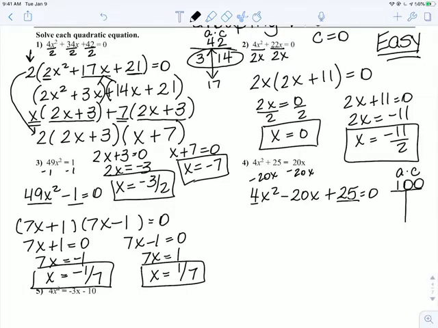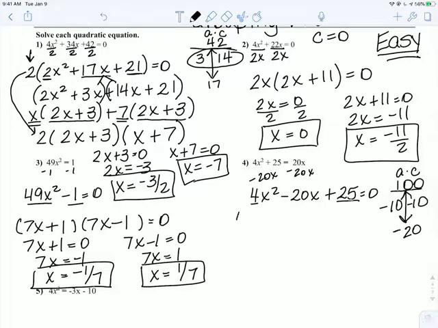And I'm looking for two numbers that are going to multiply together to give me that 100 and then add together to give me negative 20. Well, what about 10 and 10? That would multiply to give me 100. And if both of these numbers are negative, negative 10 minus 10 would give me the negative 20.